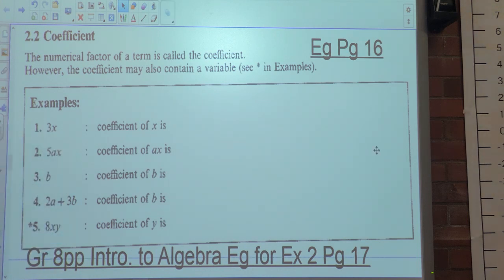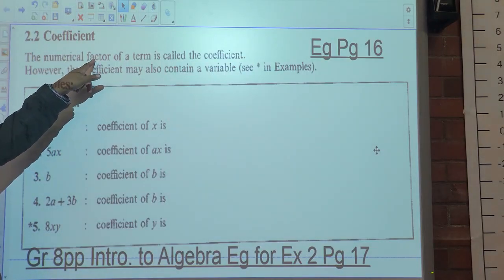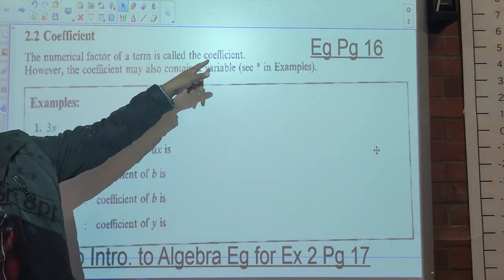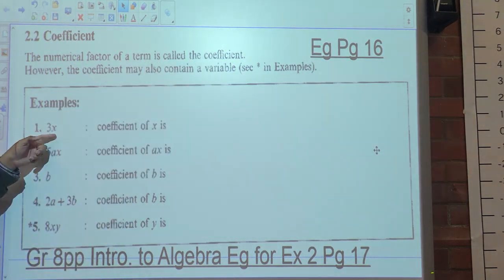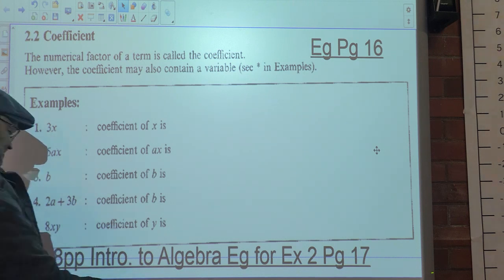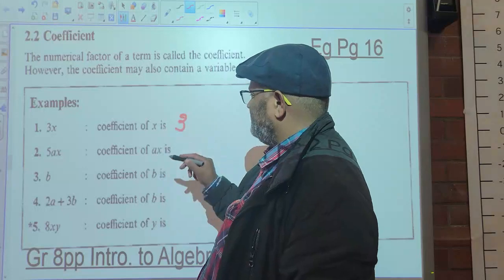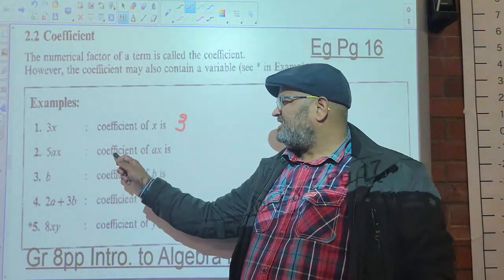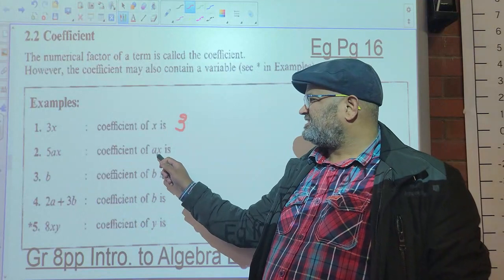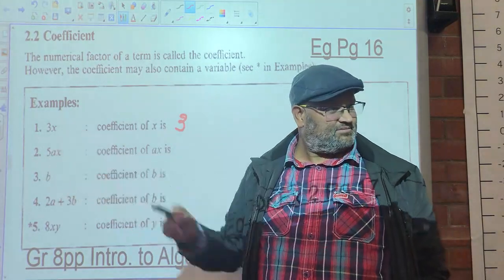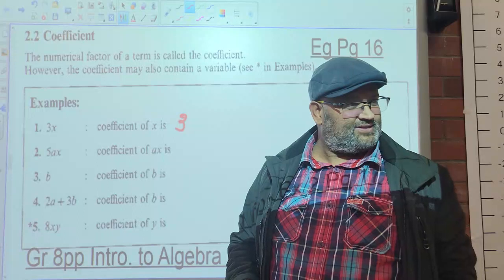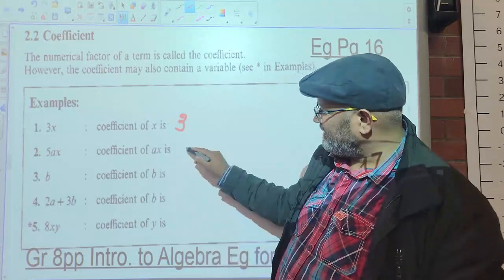So let's look here. The numerical factor, the number of the term is called the coefficient. So what's the coefficient here? The 3. So it's basically the number in front of the variable that is called the coefficient. You guys understand? Okay. That is 3. 5ax, the coefficient of ax is? Why are you looking so confused? That's just your look, okay? 5.